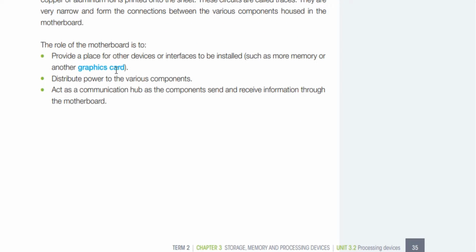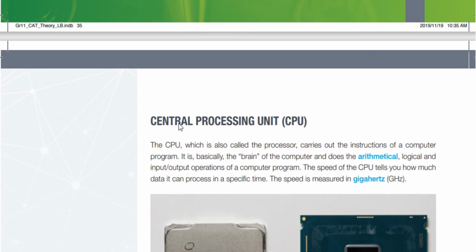The role of the motherboard is to provide for other devices or interfaces to be installed, such as more memory or another graphics card, to distribute power to various components, and to act as a communication hub, as the components send and receive information through the motherboard.